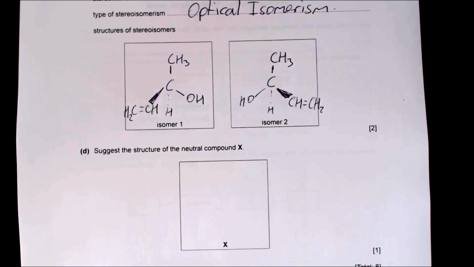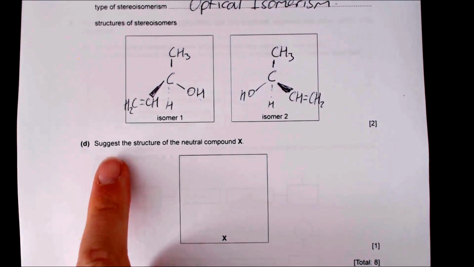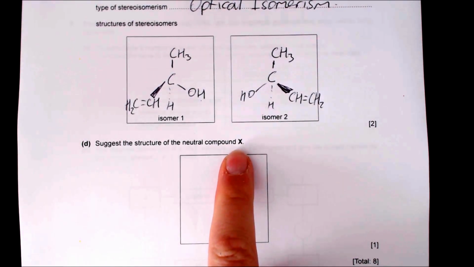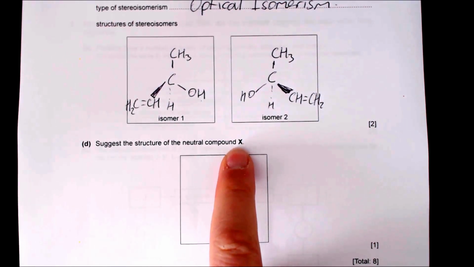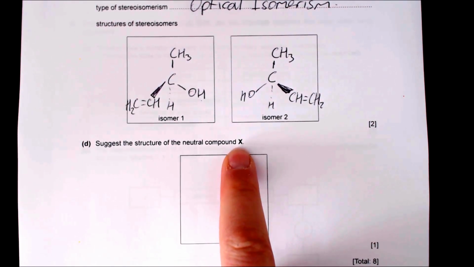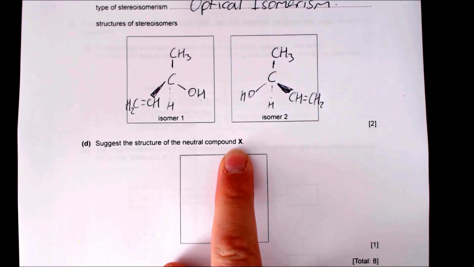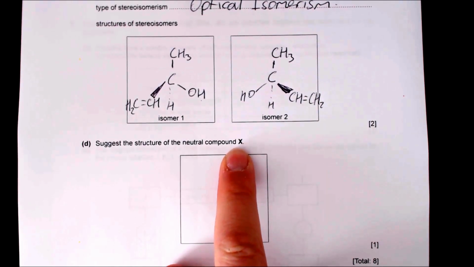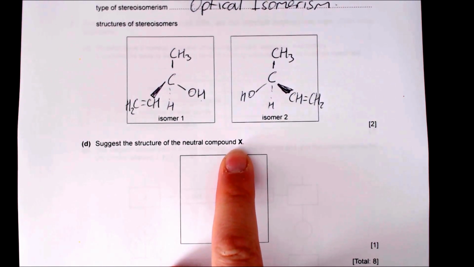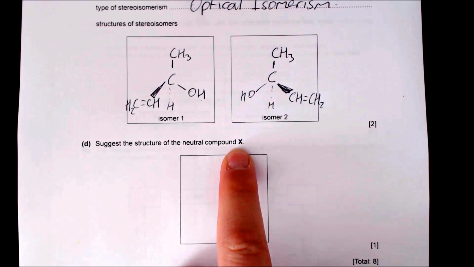Okay, right. And then the next one, it says suggest the structure of the neutral compound X. So this is the one where we add the cold potassium manganate solution. What happens is if you have an alkene, it will form OHs. If it was warm, then you would get further oxidation and it would go to ketones and a carboxylic acid. But because it was cold, we'll just get the 3 alcohols.